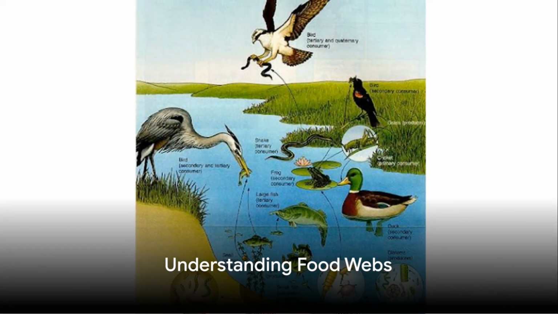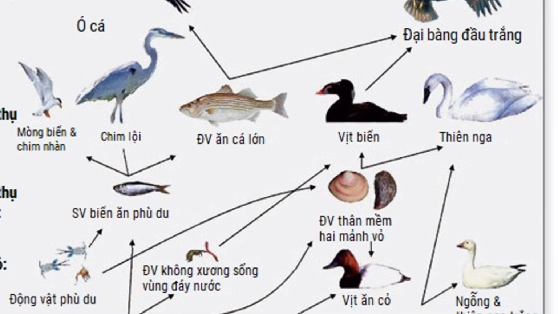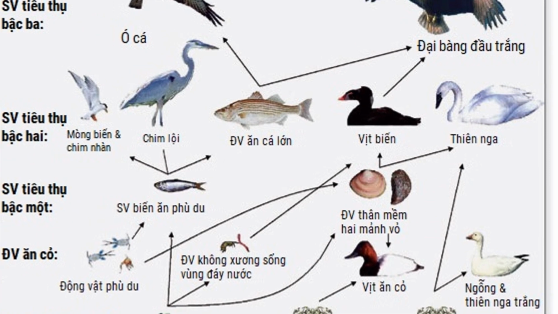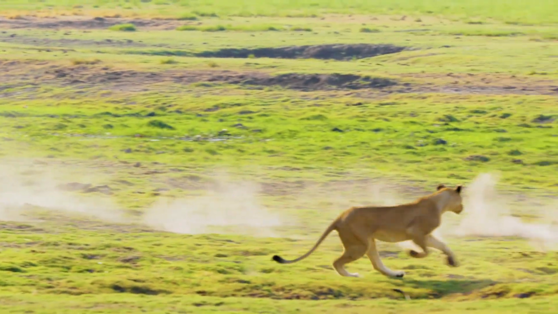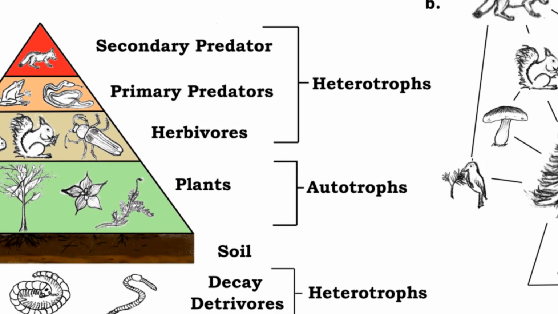However, nature isn't a series of straight lines. It's a complex web. This is where food webs come into play. A food web is a network of interconnected food chains. It shows a more realistic representation of who eats whom in an ecosystem, as most organisms consume more than one type of animal or plant.